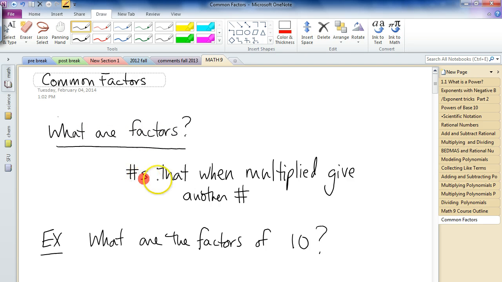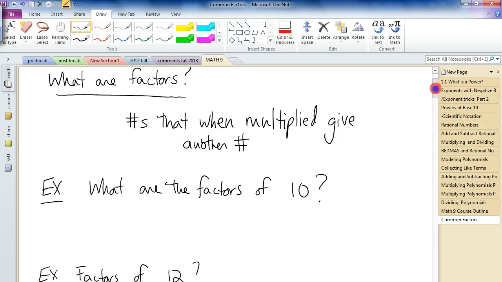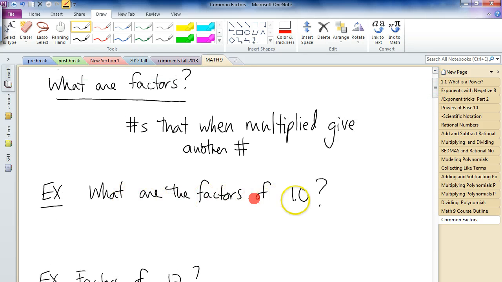Factors are numbers that, when multiplied, give another number. They're just numbers that multiply together to give another number. That's exactly what I said. Or two numbers that, when you times them, they give you a certain number. So, for example, if I said, what are the factors of 10? I'm saying, what numbers do you know that, when multiplied, give you 10? Or, another way of putting it, what are the numbers that can go into 10?